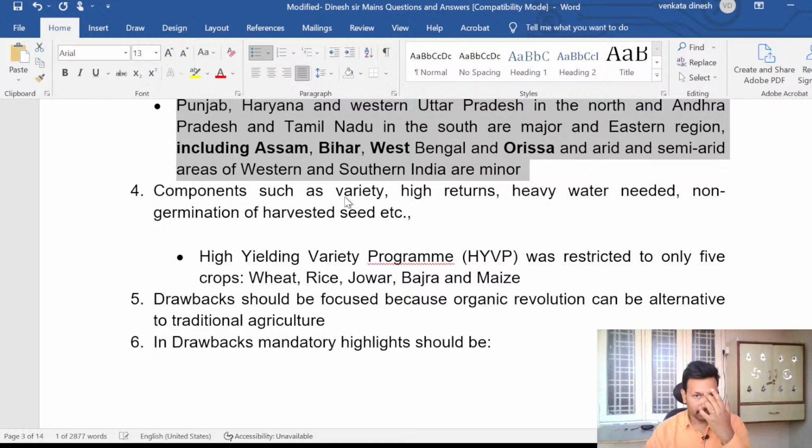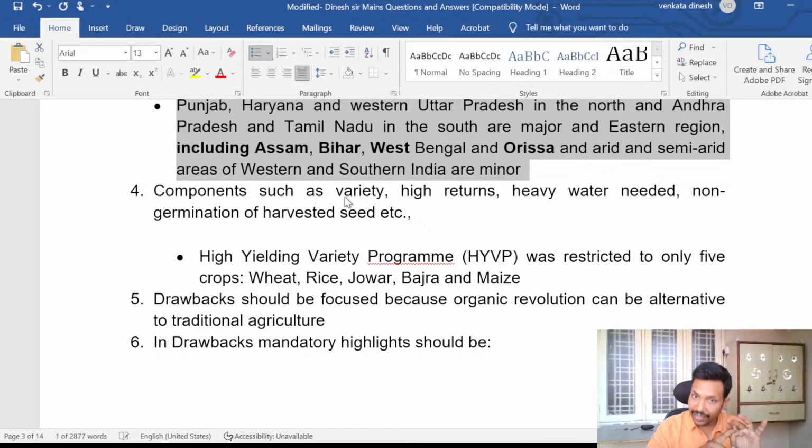We have to maintain a balanced view. We need varieties, we need high returns, we get high returns for the farmers, a peasant can become a farmer. Heavy water is needed, that is one disadvantage we have. So we are developing irrigation. If we need water, I give water through irrigation. My irrigation has been also developed.